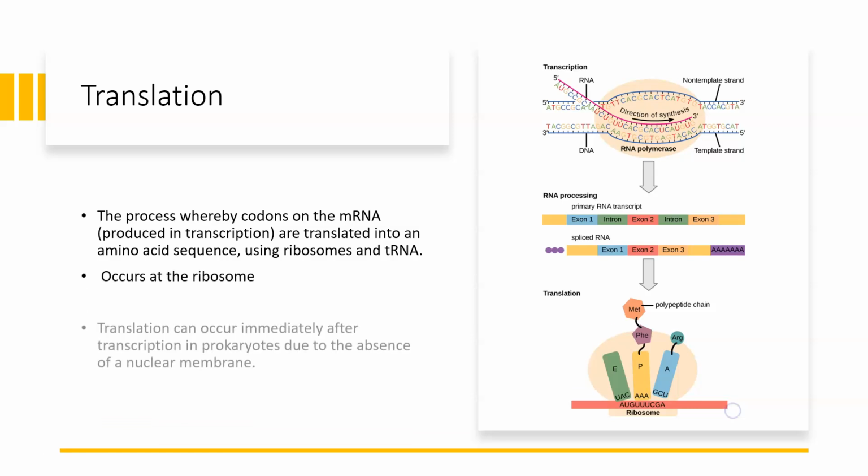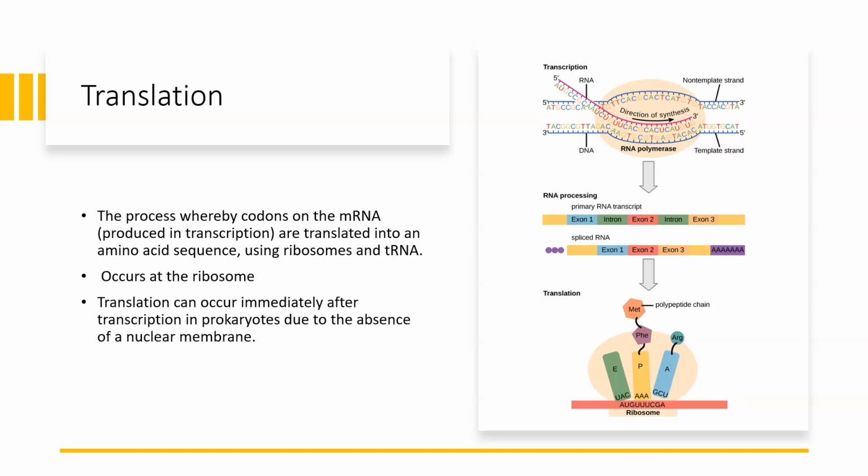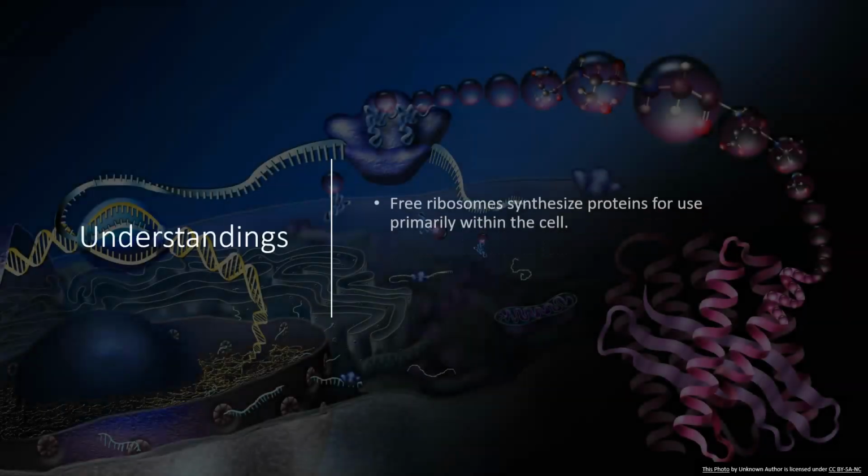So as we said, it occurs at the ribosome. Translation can only occur immediately after transcription in prokaryotes due to the absence of a nuclear membrane. So because it doesn't have to get out of that membrane, translation occurs immediately after transcription. Whereas in our eukaryotes, we've got to get it out of the nuclear pore, out into the cytoplasm, and find a ribosome. So it takes a little more time in eukaryotes.